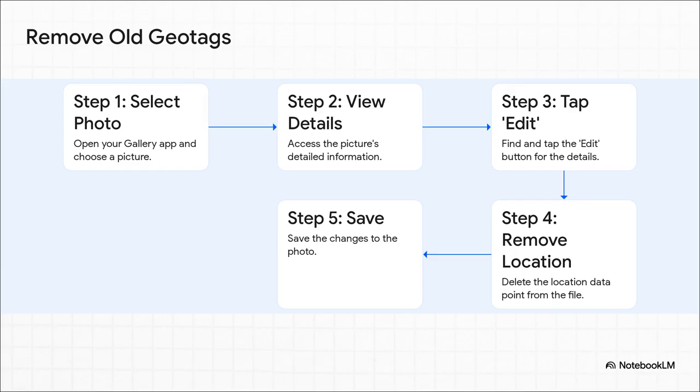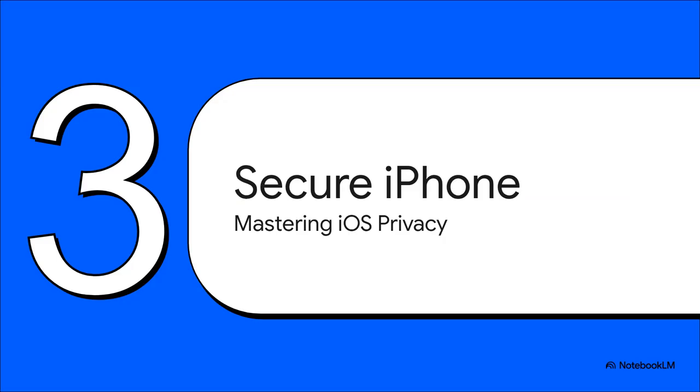Just open your gallery app and pick a photo. Now, you need to find its details. This is usually hidden behind one of those three-dot menus. Once you're looking at the details, you should see an Edit button. Tap that, and you can literally just delete the location data from the file. I know, it's a bit of a pain to do one by one, but it's a really powerful way to retroactively lock down your privacy. All right, let's switch gears.